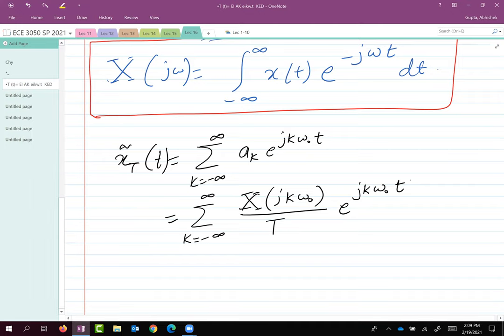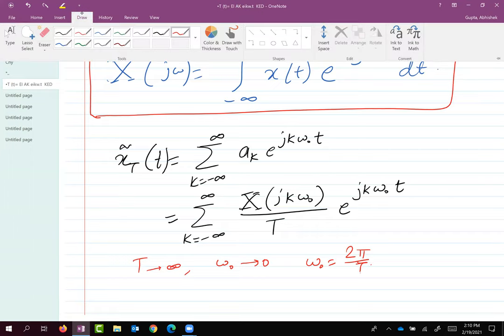Okay, remember my goal is to let T go to infinity. So I'm getting into a little bit of trouble here, because if I let T go to infinity, omega naught goes to zero. And then I have an infinite summation from k equals minus infinity to plus infinity. And what else do I know? I know that omega naught is 2 pi over capital T. So how do I make sense of this summation? Because I want to take the limit as capital T goes to infinity, and I have three terms. Let me highlight the three terms.